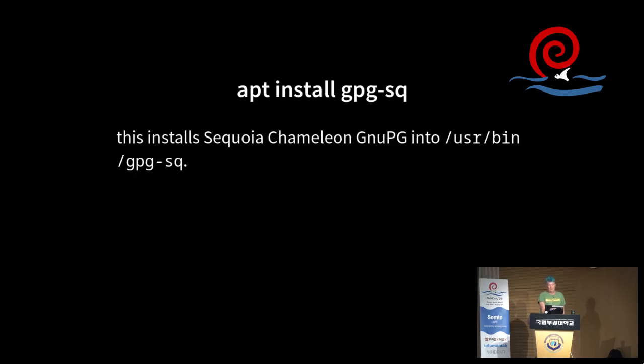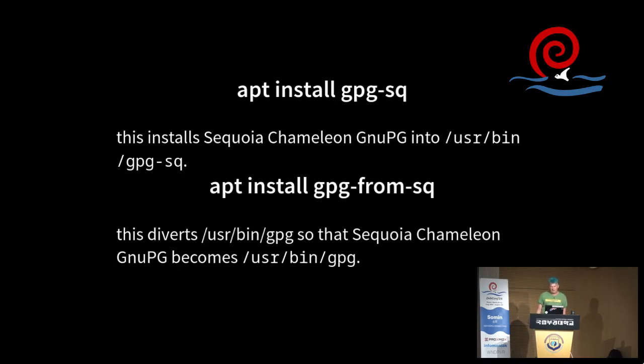So apt install gpg-sq installs Chameleon into /usr/bin/gpg-sq, which is not really that useful because then you would need aliases and stuff. So you can do apt install gpg-from-sq, and this will divert /usr/bin/gpg to /usr/bin/gpg.g10code, and gpg-sq becomes gpg. But if you just want to try it out, you can use the other command as well.